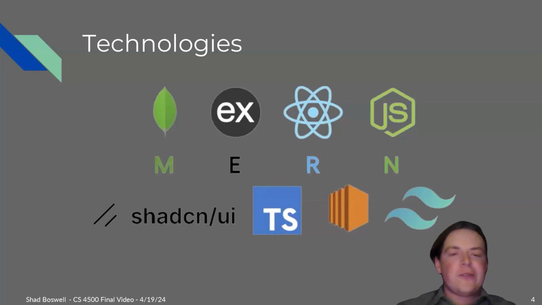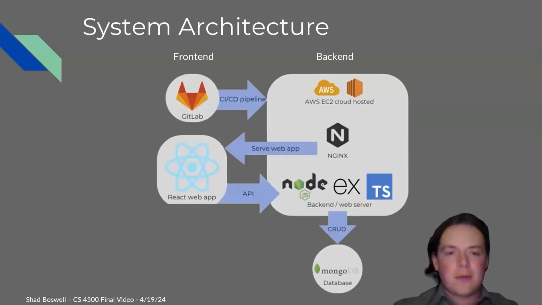As far as our technologies go, our main tech stack was the MERN stack. This is MongoDB, Express, React, and Node.js. All of our code was written in TypeScript and it was all hosted on AWS. We also use a library called shadcn and a bit of Tailwind to style our front end.